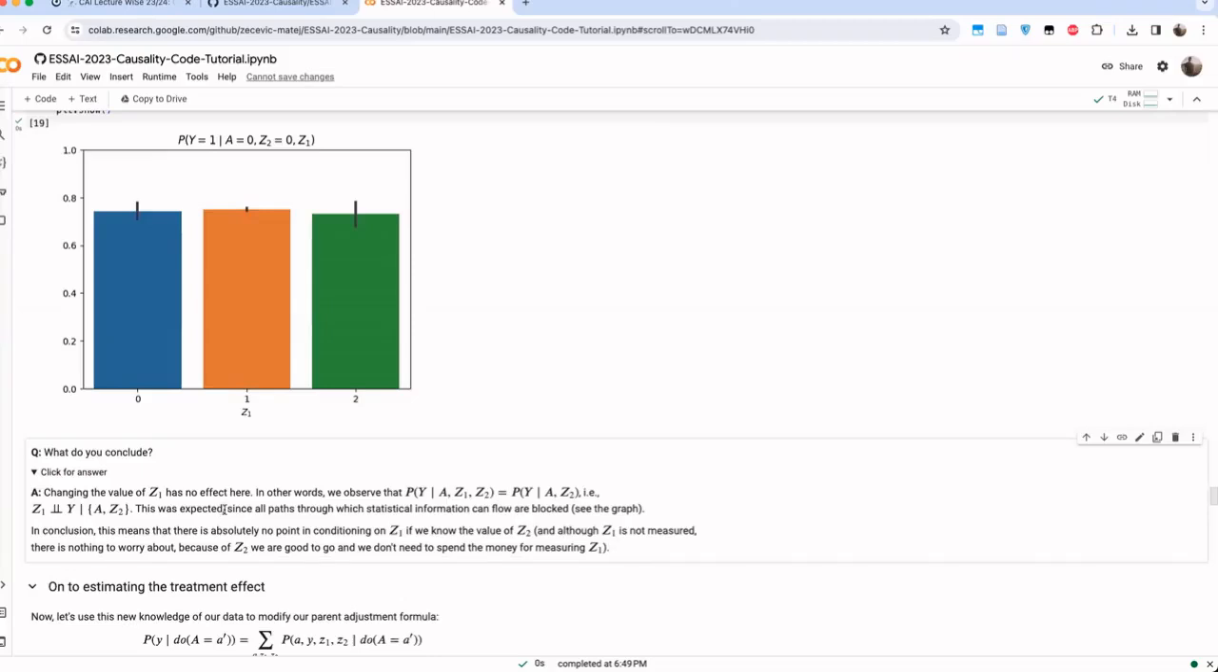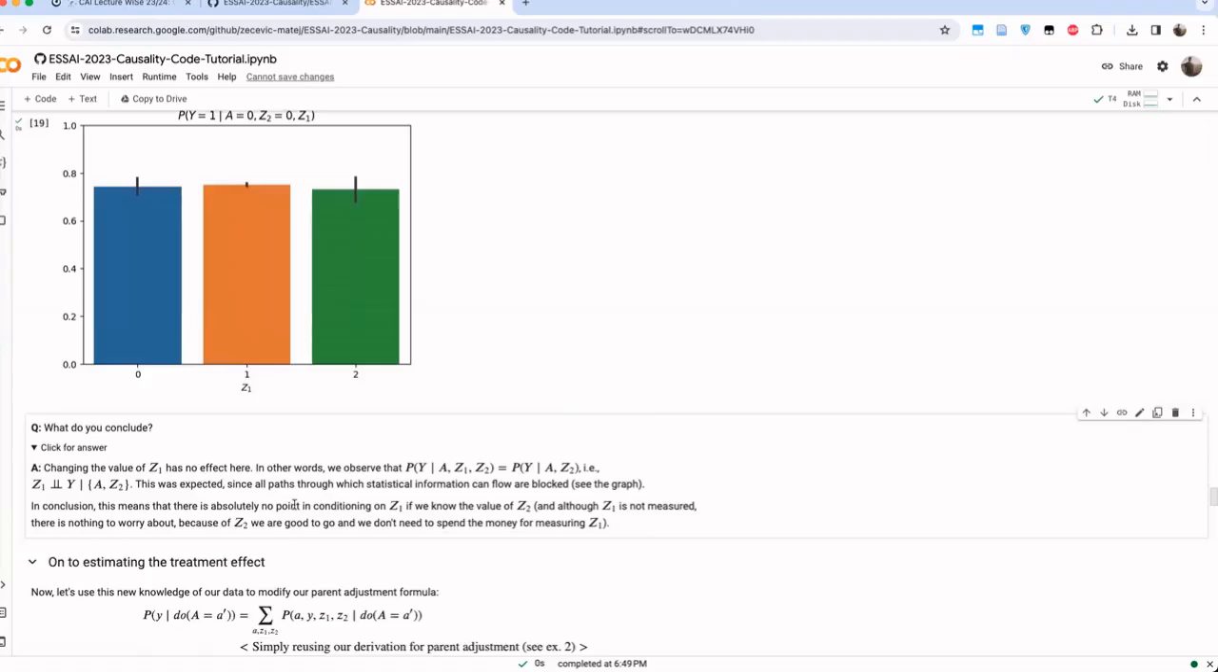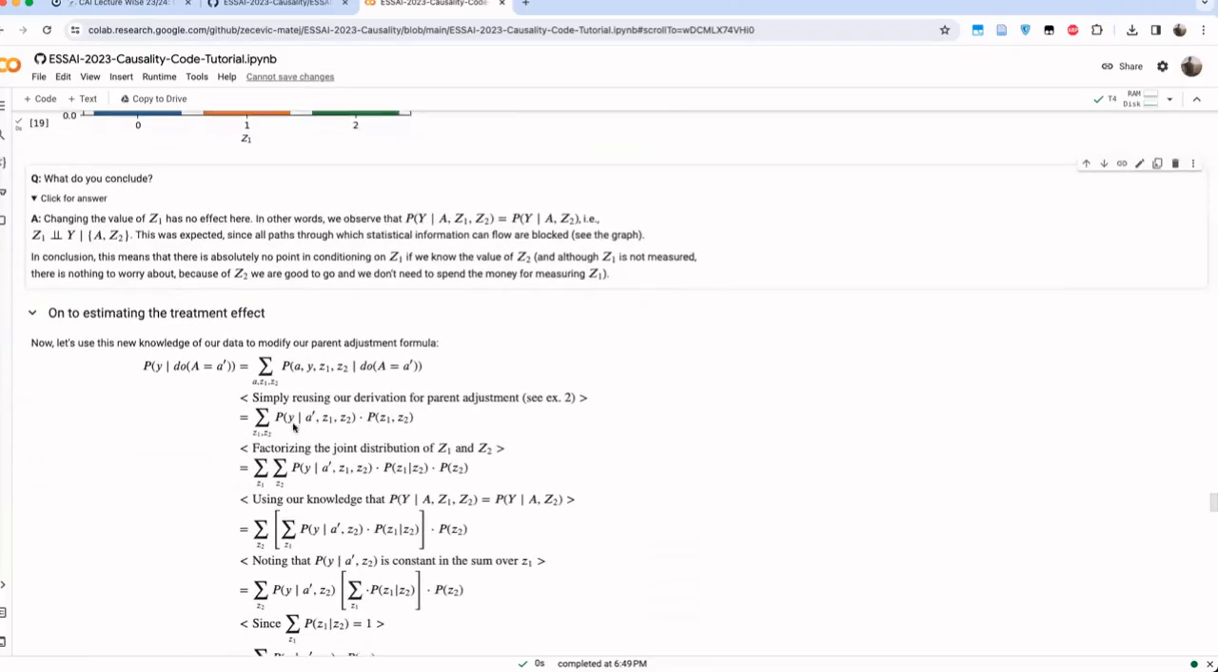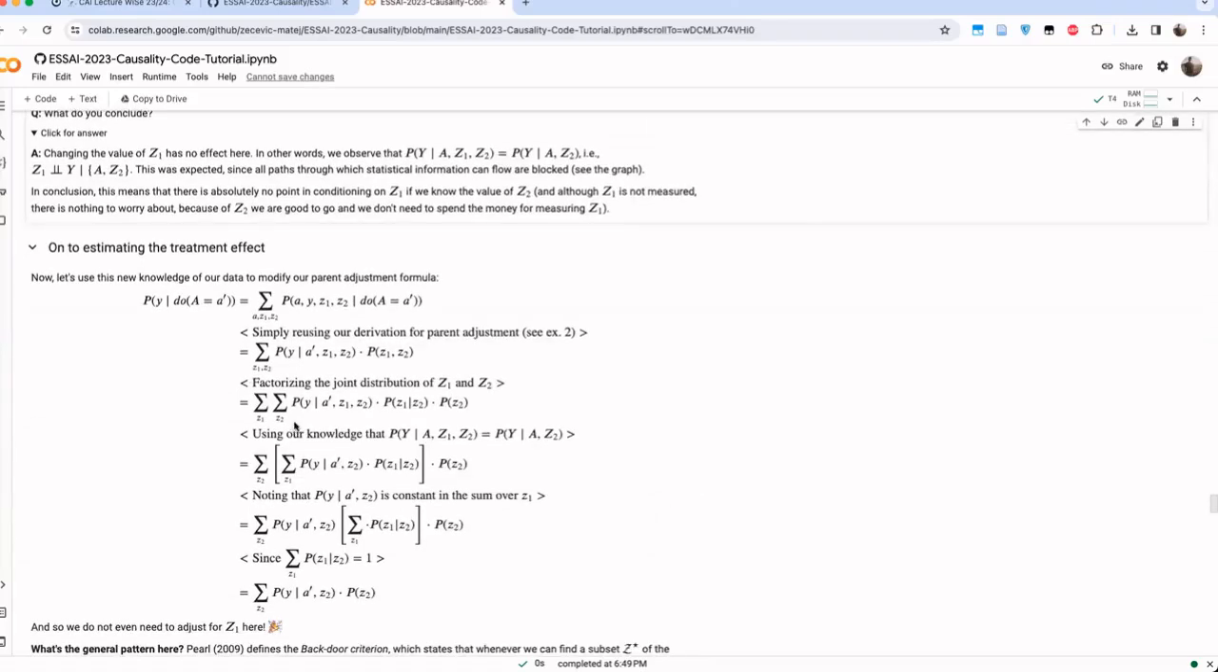And this was expected again because all the paths always lead through Z2. So it seems that we don't have to worry about Z1. And given that Z1 was actually the one with the expensive measurement device, that's actually awesome, right? So let's now estimate the treatment effect. We are going to do the same drill. It's going to be a bit more lengthy and look more complicated, but really nothing crazy happening here.